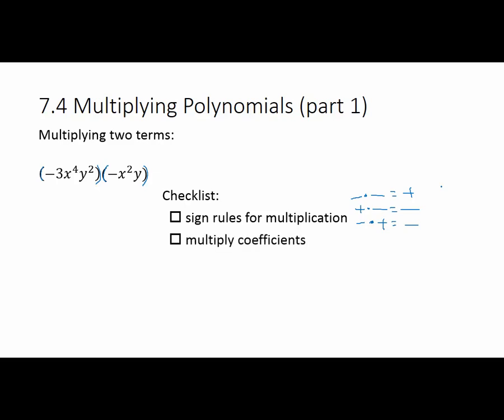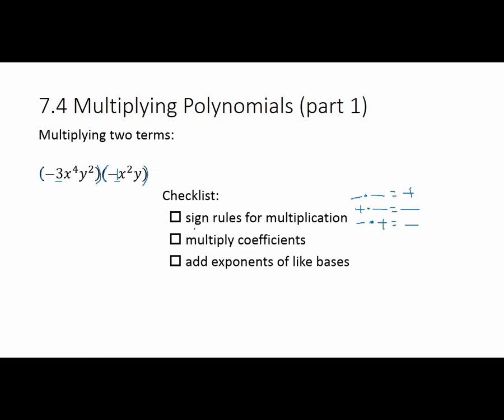Next, I'm going to multiply my coefficients. And if you don't remember, those are the numbers that are on the ground floor in front of your variables. This particular term doesn't have a coefficient, so I can slide a 1 in there. My coefficient is 1. And then I'm going to add the exponents of like bases.